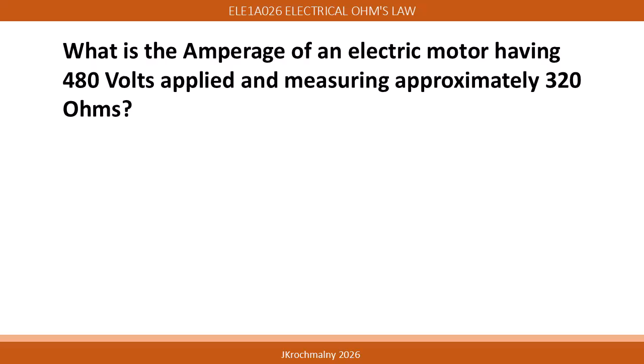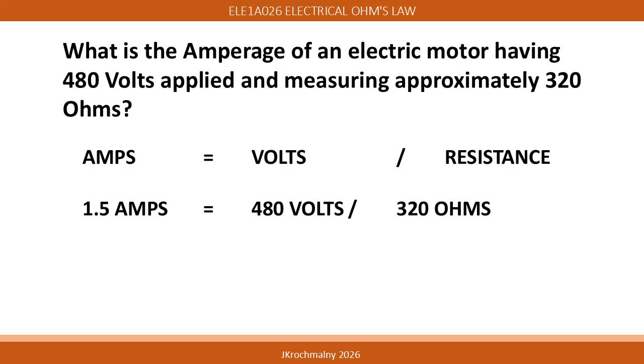Stop this presentation to answer this question. When you arrive at the answer, continue the presentation and check your answer. The answer is 1.5 amps and is found by dividing the 480 volts by the 320 ohms of the circuit resistance.